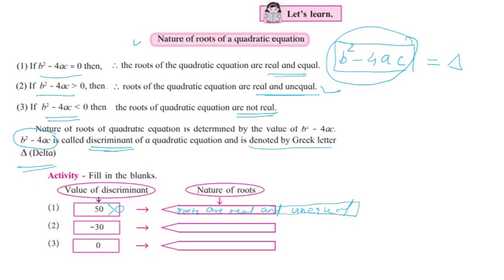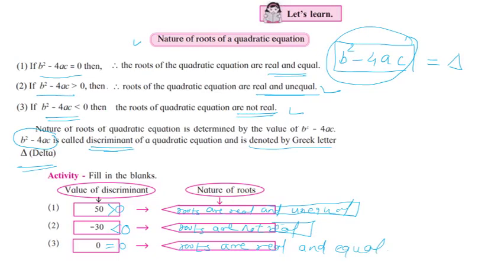Second, minus 30, which is less than 0. That means the third condition: roots are not real. Again, write inside the bracket. The last one is equal to 0. The value of the discriminant is equal to 0, and therefore roots are real and equal. Understood?